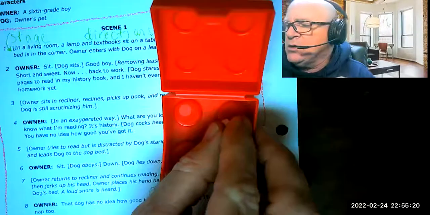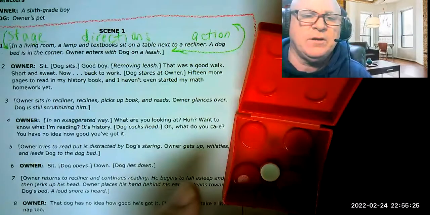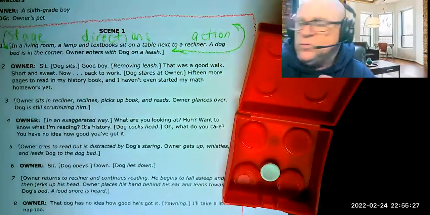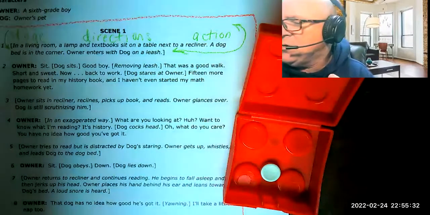A dog who or what? Let me get my Smarties a little closer for you. A dog who bed, oh, a dog bed, a what is in the corner.